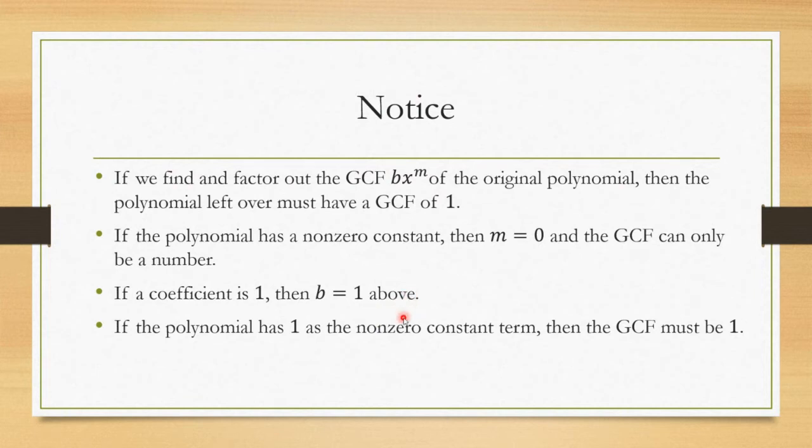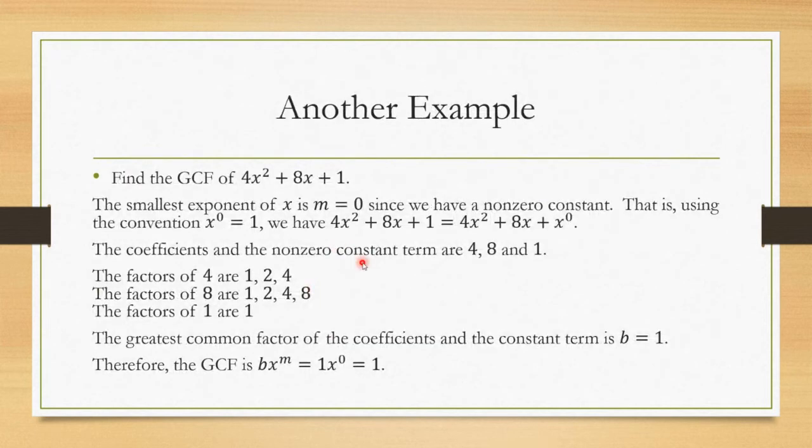In fact, if a polynomial has a non-zero constant term of 1, wait, let me say it again. If 1 is the constant term for a polynomial, that forces the GCF to be 1. And we'll actually see that here. Namely, let's find the GCF of this thing. Well, the smallest exponent of x here is 0, because we have a non-zero constant term. Again, we could use the convention here, x to the 0 is 1, although it's not really precise. But since there's a non-zero constant term, that tells us m has to be 0.